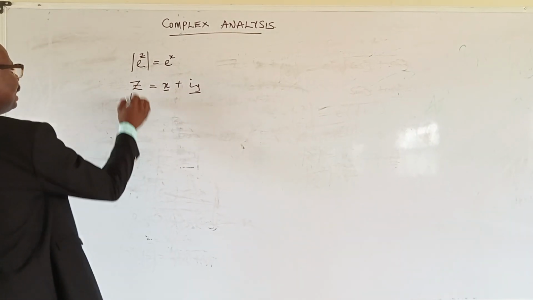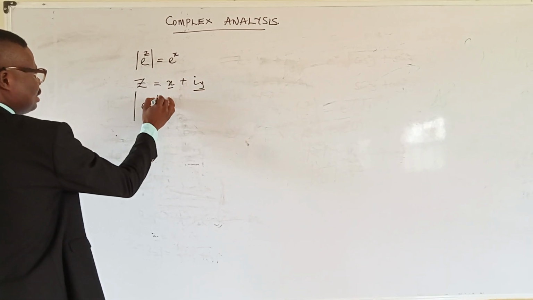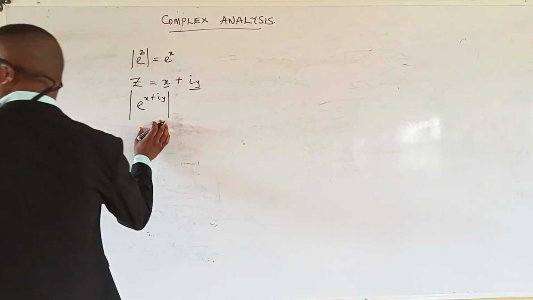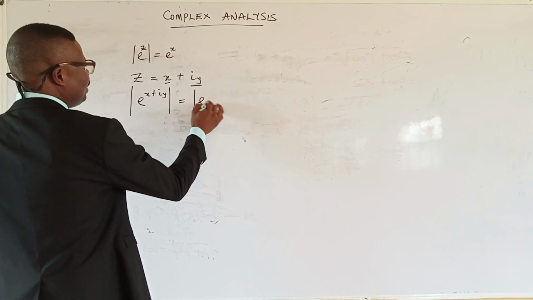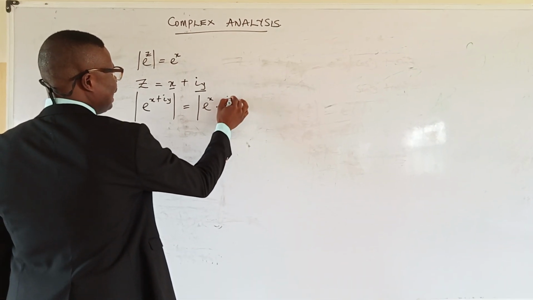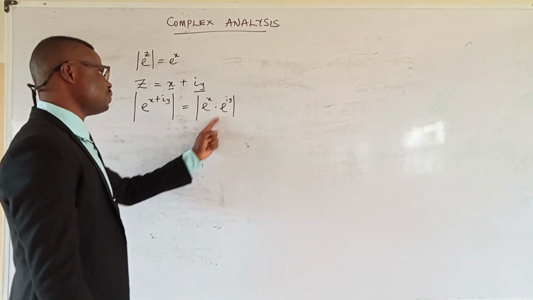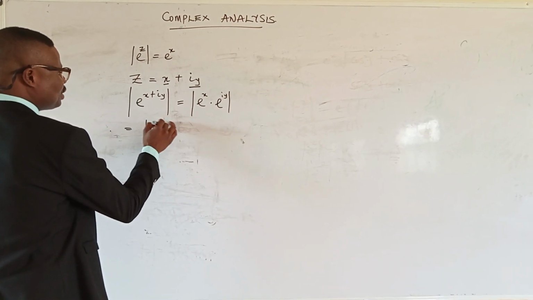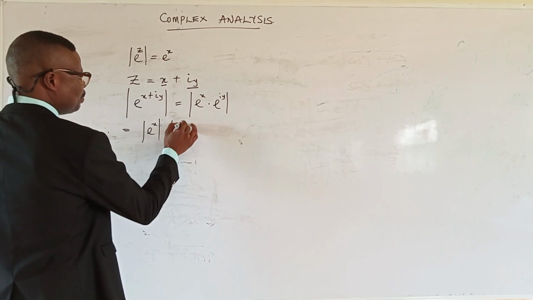Then I have a magnitude of e raised to the power z. z is x plus iy. Now, when we solve this, we are going to have the magnitude of e raised to the power x multiplied by e raised to the power iy. This simply means the product of the two magnitudes. Of course, we are going to have the magnitude of e raised to the power x multiplied by the magnitude of e raised to the power iy.